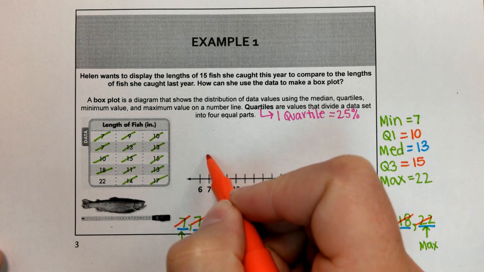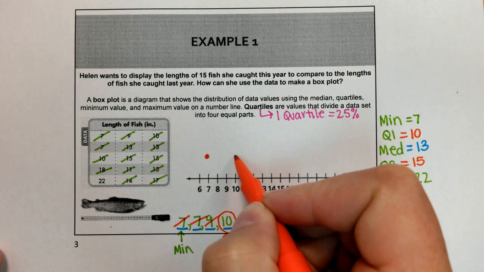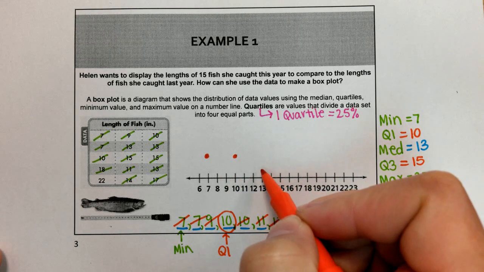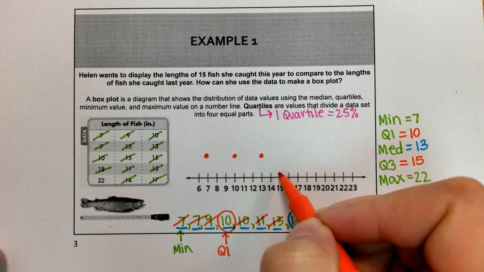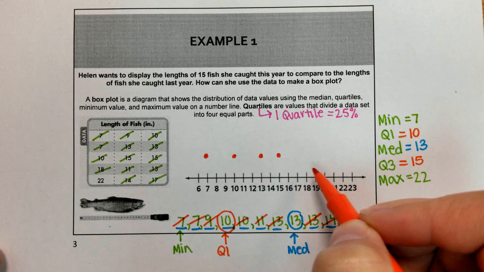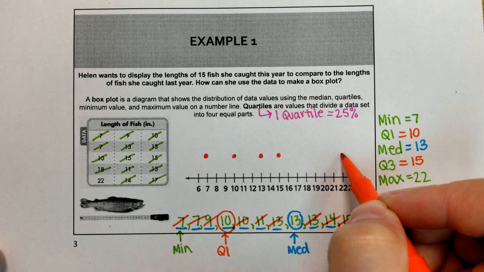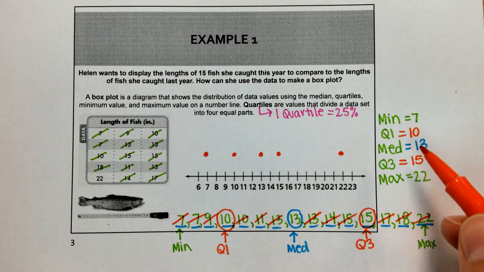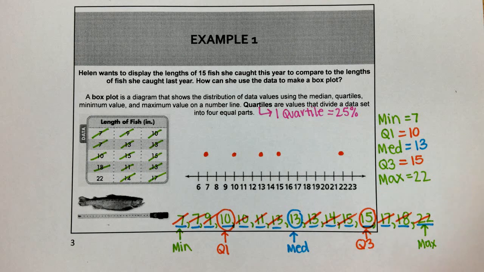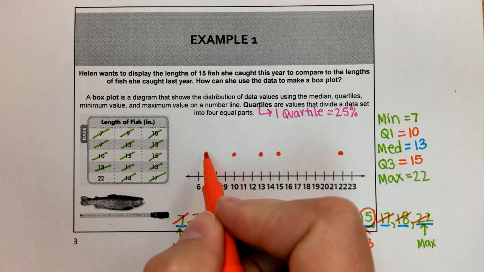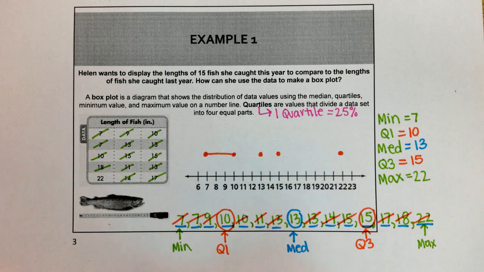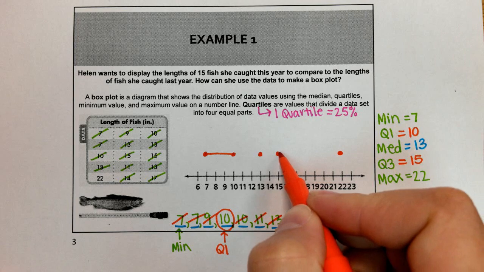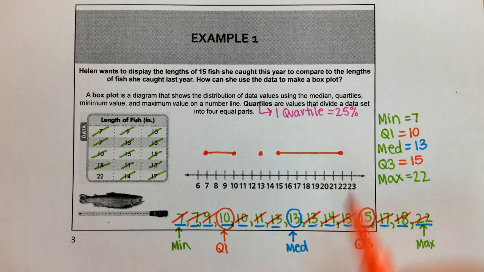So I have a dot at 7, 10, 13, 15, and then 22. Okay, so 5 dots for my minimum, quartile 1, median, quartile 3, and maximum. Then from here, I connect the first 2 dots, so my minimum and quartile 1, and then I connect my last 2, so quartile 3 and my maximum. Those are called my whiskers.